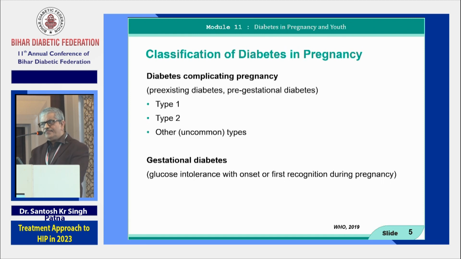When we talk of diabetes in pregnancy, we need to understand these two entities. What we correlate with gestational diabetes is glucose intolerance with onset or first recognition during pregnancy. So this is important to know. And the other is if you have pre-existing diabetes, and that can be any. If you remember the ADA classification, it is type 1, type 2, other specific types, all can fall in that category of pre-existing complicating pregnancy.